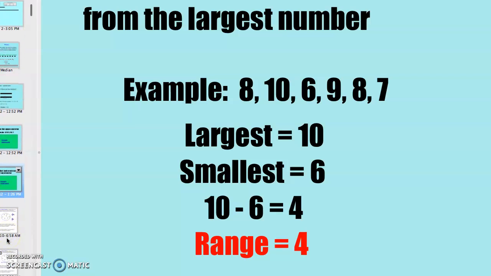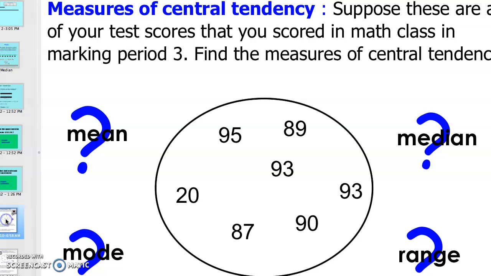All right, this is where we're going to do a practice example together. So here is a set of data. We're going to suppose that these are your test scores that you scored in marking period 3. So you scored a 95%, awesome. 89, 93, 93, 90, 87, oh, you scored a 20%. So you had one really low test score, and we're going to see how this affects the data, okay?